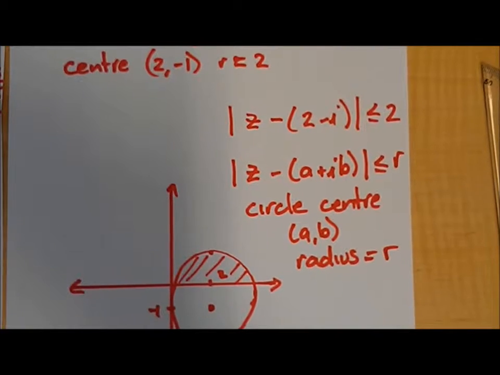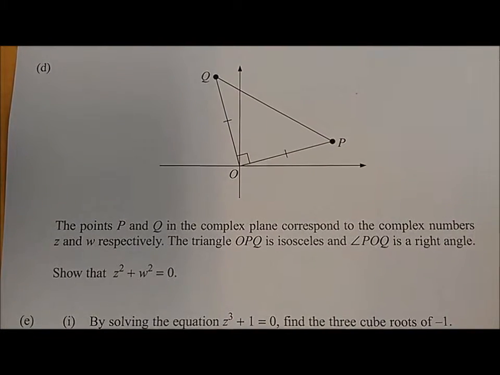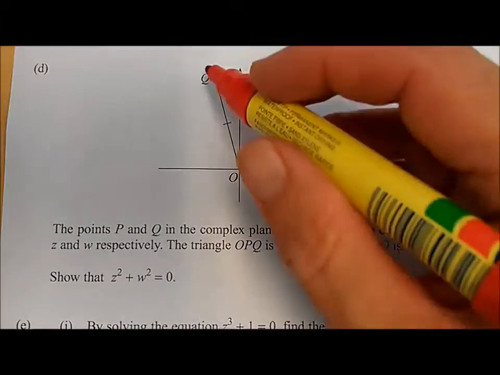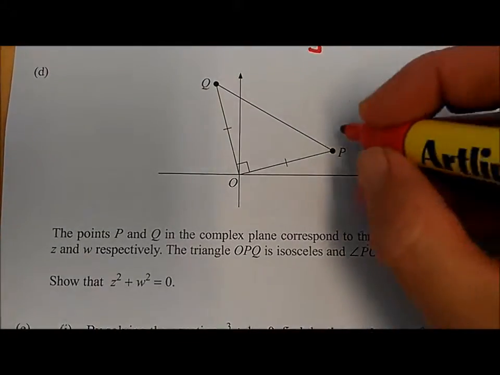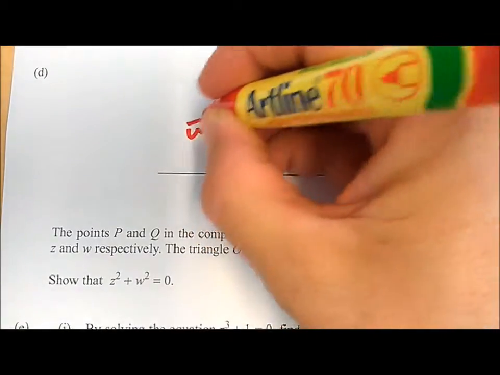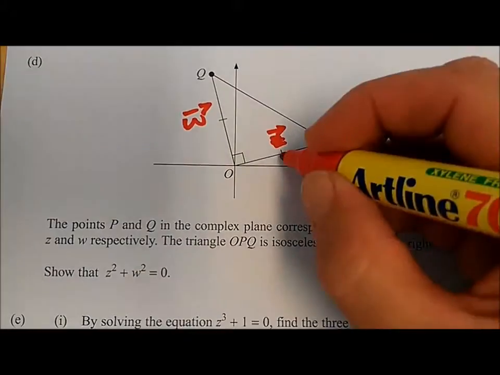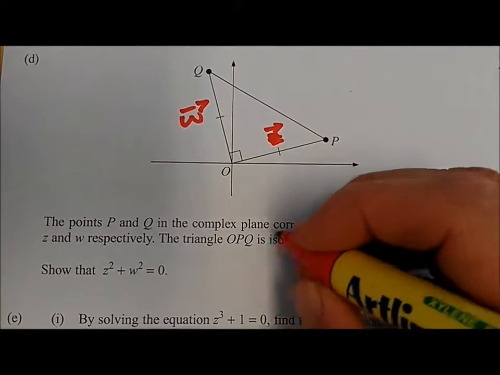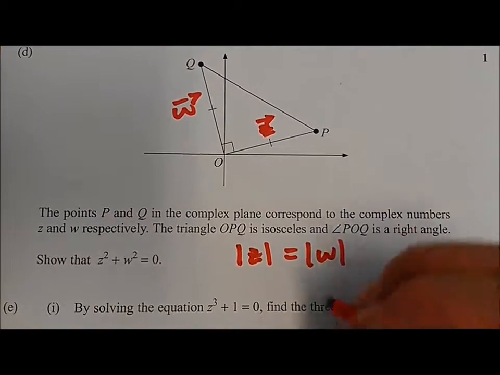So that's a nice little easy way of doing it without having to get into all the algebra. Right, the next part had an Argand diagram question. It was looking at the relationship between the complex numbers, and the points were z, this was the vector z, and this was the vector w. And it was saying that the triangles are isosceles, so the modulus of z is equal to the modulus of w. They're both the same length.